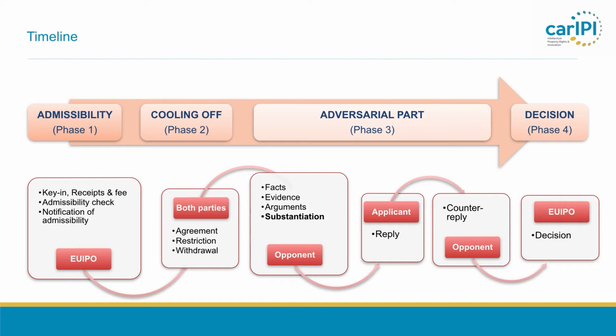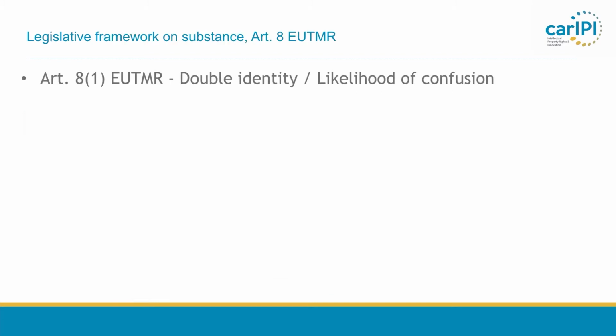The appeal can be filed to the boards of appeal of the office, and from the decision of the boards of appeal, a claim can be made to the General Court, and then from the decision of the court, there is a possibility to appeal to the Court of Justice. So these were the proceedings, the overview of the milestones and the timeline, and now about the legislative framework that I mentioned before.